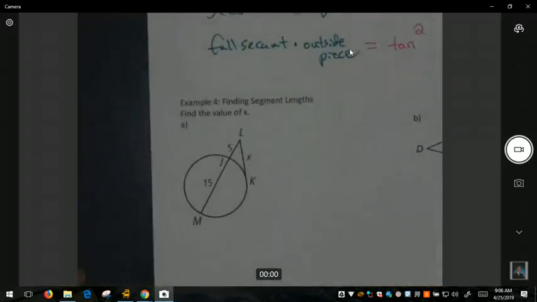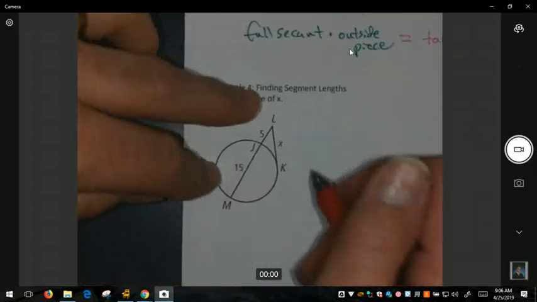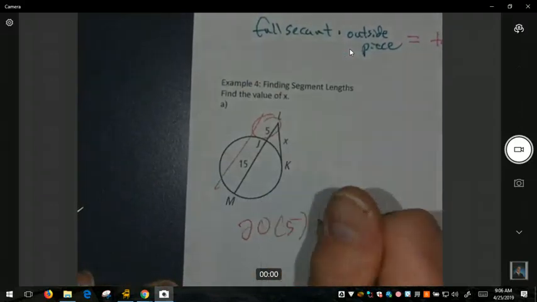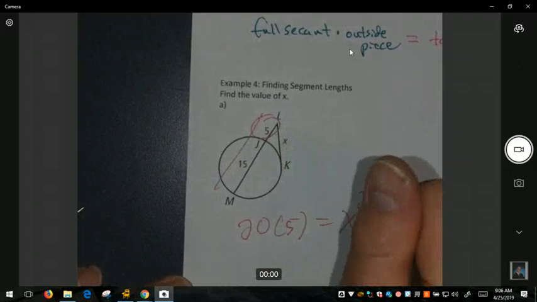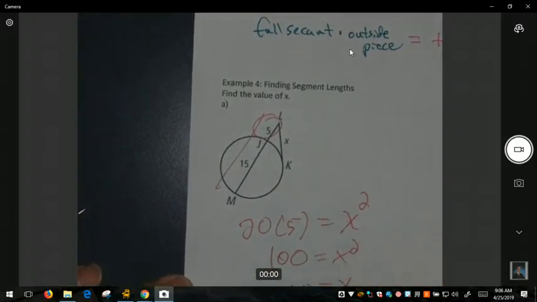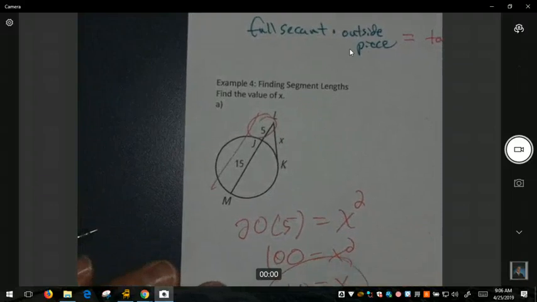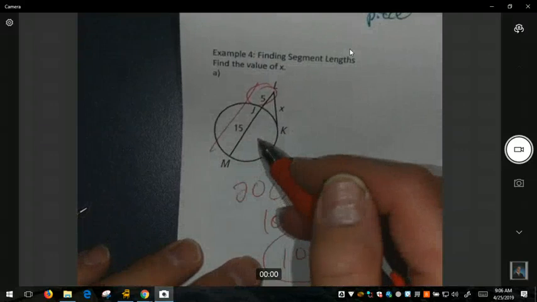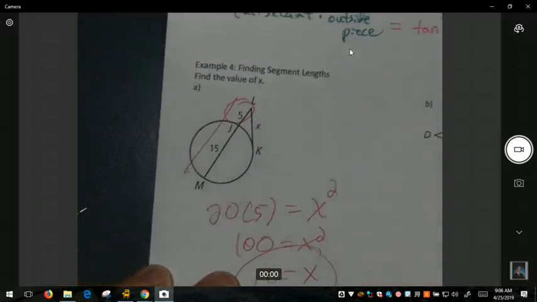So we used this theorem to solve problems like this one. Here the full was 20 times the outside piece of 5 equaled x squared. So x squared is 100, meaning that x is 10. All we had to do was find x, otherwise we'd say the length of the tangent line LK is 10, and the length of the secant line is 20.